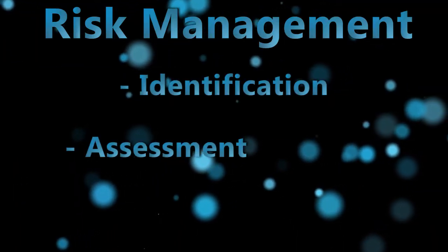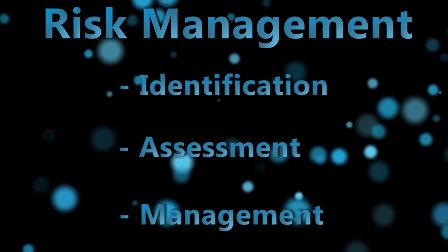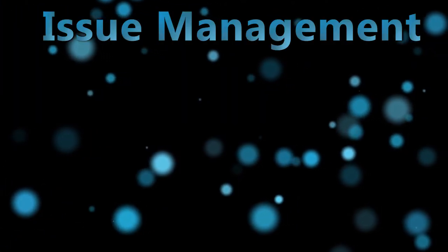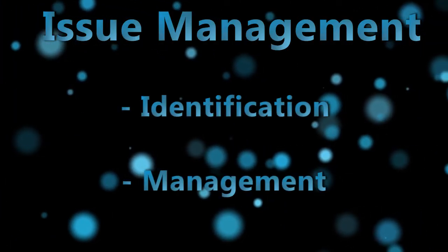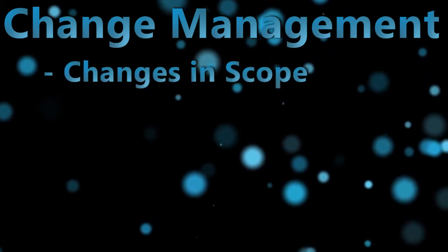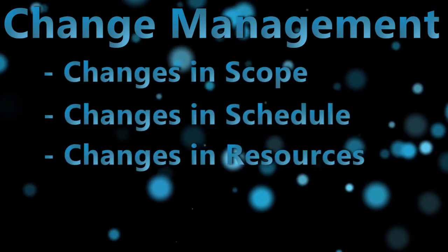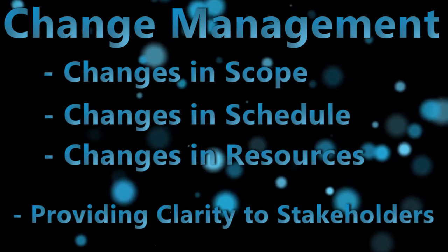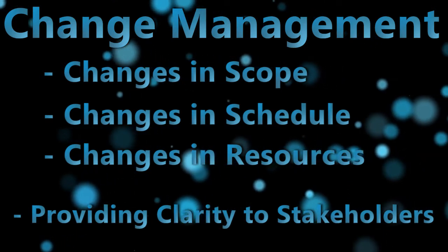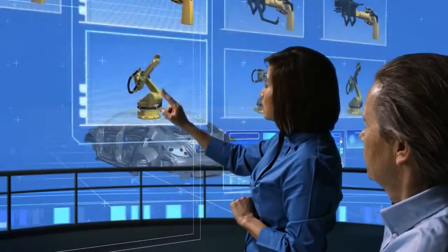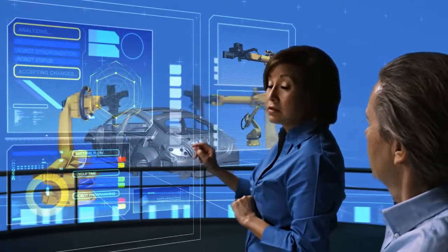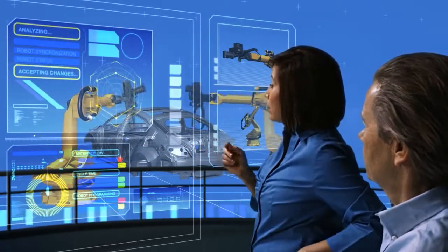With risk management, Agile allows for quick identification, assessment, and management in the individual sprints. With issue management, Agile allows for quick identification and management of unanticipated or unresolvable issues. With change management, Agile allows for appropriate management of changes to scope, schedule, and resource parameters while providing clarity to stakeholders. Agile's strength is in its ability to focus the team's energy on an efficient sprint of functionality and requirements. The team can concentrate on each sprint being completed to its maximum output.